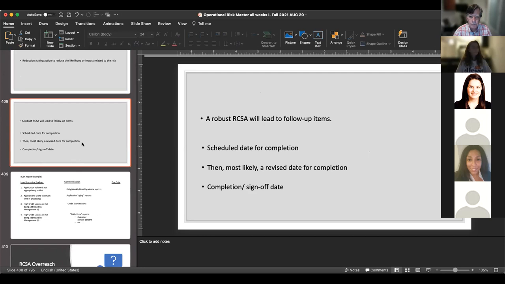When there is something that you find in the RCSA, you identify it and you need to schedule a date for completion, fixing the item in the RCSA. Then more often than not, you're not done on time, so you need to get a revised completion date. And then you get the completion and you sign it off.